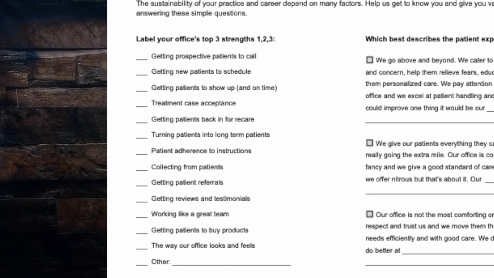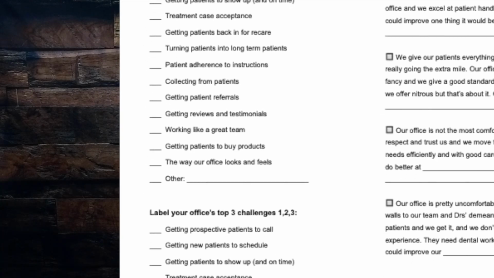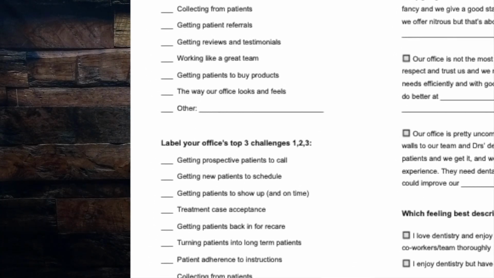So the first two sections here are mirror sections. They are for the top 3 strengths and challenges in your practice. Again, the first step to fixing any problem is knowing that you have a problem. So if you can rank those up here on your strengths, you know what you do well, and you can rank those down here on the challenges, you know which of those things can be issues for you.